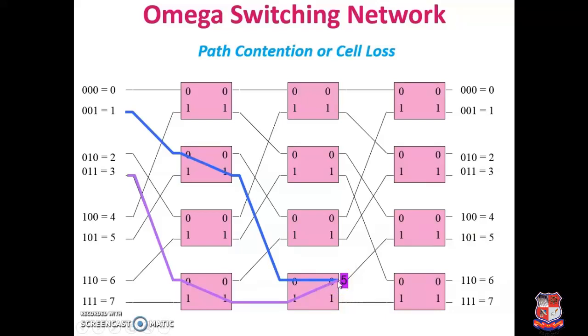Now check. So this is how the conflict arises. During the conflict, the higher order bit number 5 is higher compared to 4, so it will win and 4 is lost. So 5 is forwarded to the next level switch and 5 is reached. So this is called path contention or cell loss.